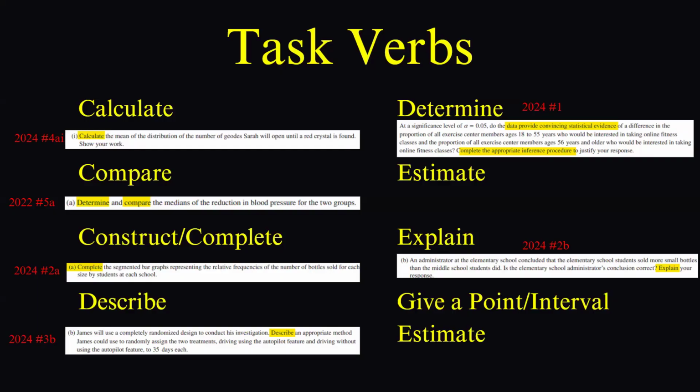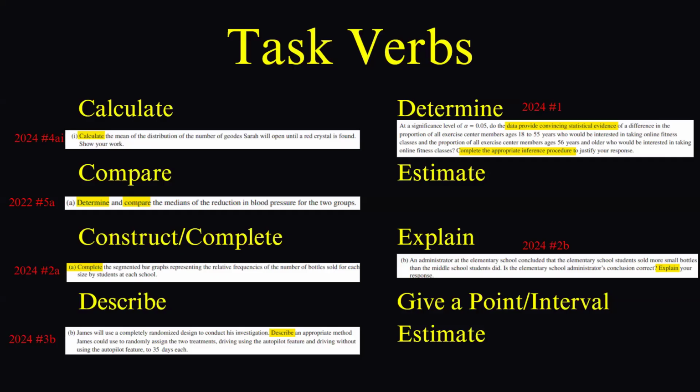Estimate, that means you're going to use models or representations to approximate a value. Often you'll see estimate the probability or estimate the population proportion. Moving on to explain, this means provide reasoning and evidence for why a statistical outcome occurs. You'll see prompts such as explain why the sample mean is an unbiased estimator, or explain why a larger sample is beneficial. In this example here, it says explain your response.